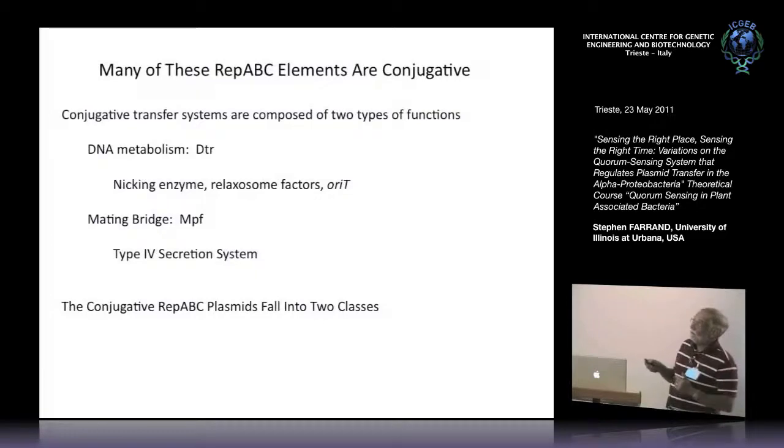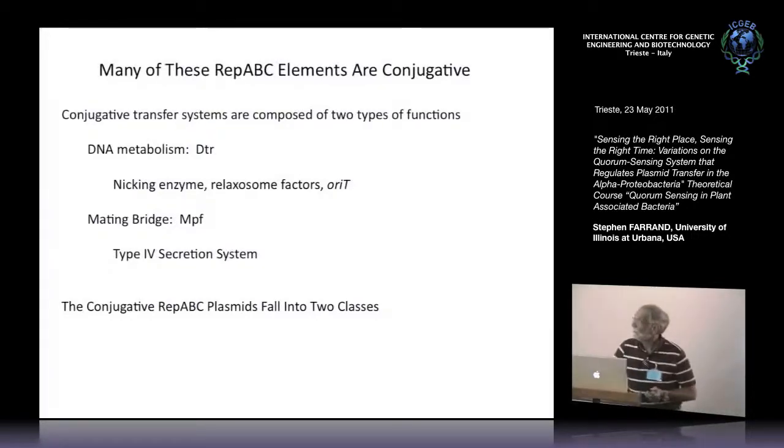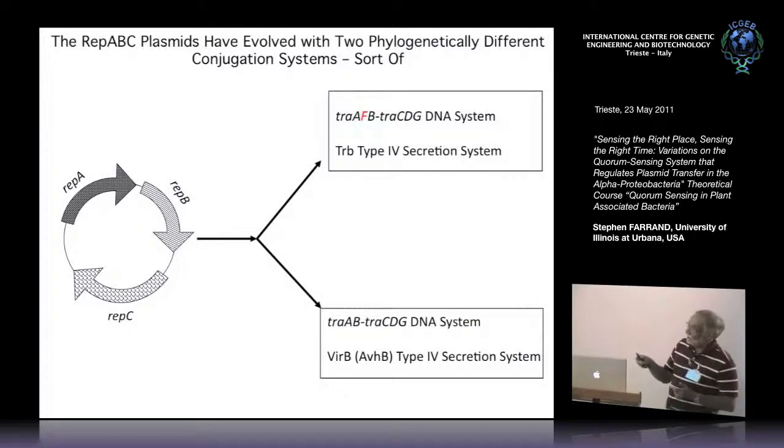So amongst the rep-ABC plasmids, many of them are conjugative, and if they are conjugative, they oftentimes fall into two classes. So here we have just the prototypical rep-ABC unit, and the two classes of replication system, of conjugation systems, are phylogenetically different, sort of.